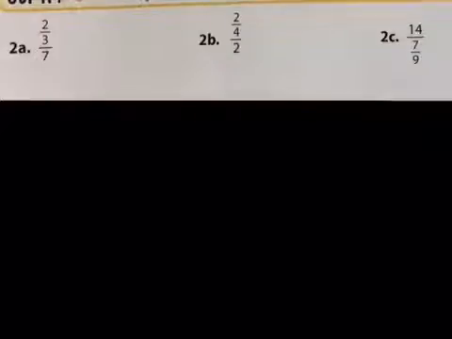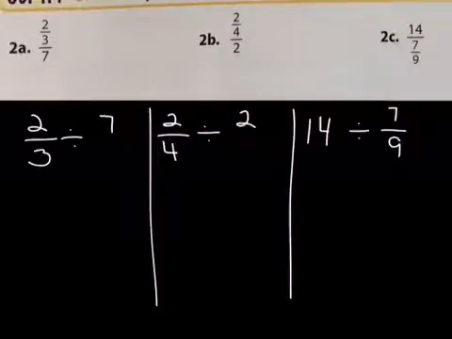So again, copy these down as division problems, or numerical expressions is really the word I should say, and then solve. So go ahead and pause the video. Okay, I've gone ahead and done so, and you can see that it's 2/3 divided by 7, 2/4, or really a half, divided by 2, and 14 divided by 7/9. Now here I was tempted to write 14 over 7 divided by 9, but please pay attention carefully to the lines.